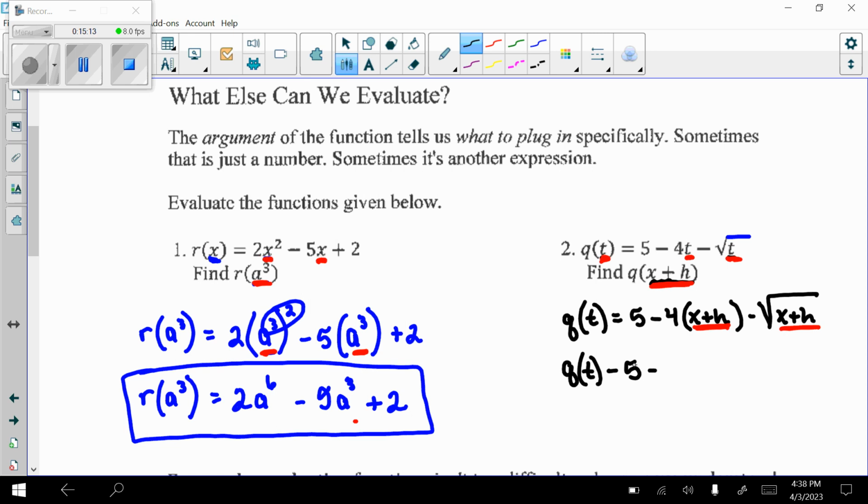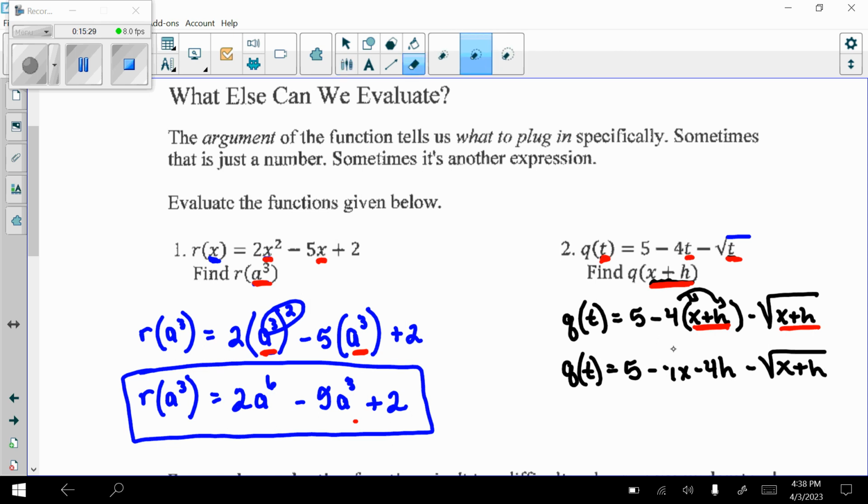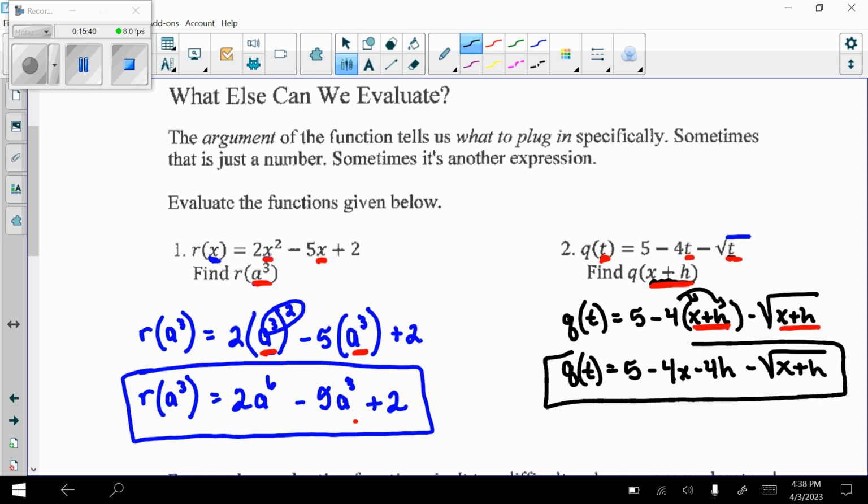by distributing the 4. So I have minus 4x minus 4h minus square root of x plus h. And that's really all I can do with that. I can't do anything with that radical x plus h at this point. So again, I just get a new expression because I substitute an expression in for a variable.